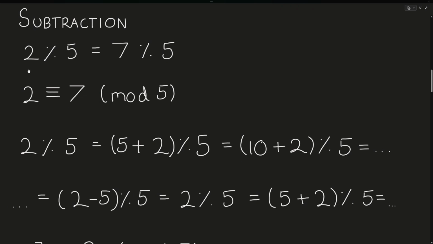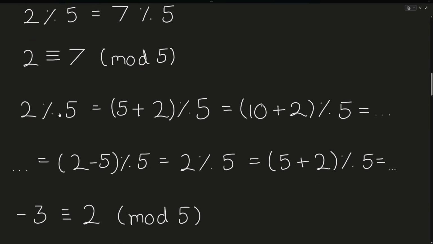Coming to subtraction, you can see that I've written 2 modulo 5 is equal to 7 modulo 5. This is because when 2 is divided by 5, we get 2 as a remainder, and similarly when we divide 7 by 5, we get 2 as a remainder here as well. Formally, this is written as 2 is congruent to 7 modulo 5.